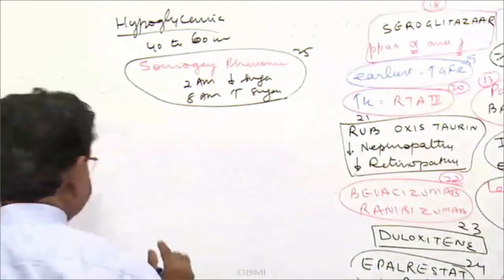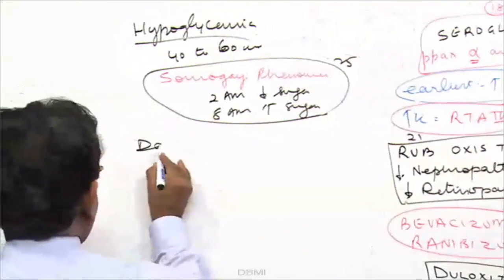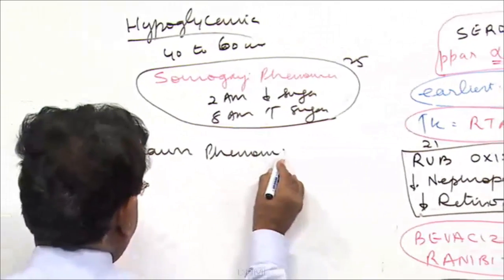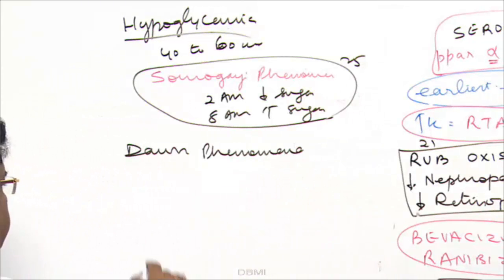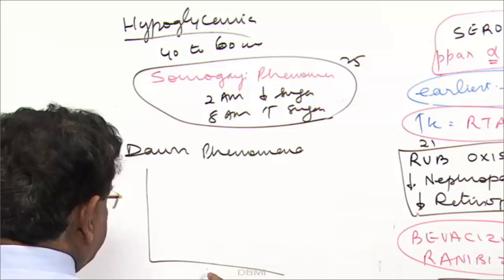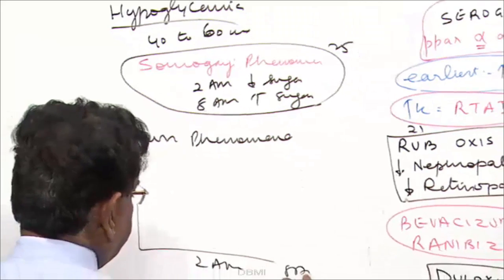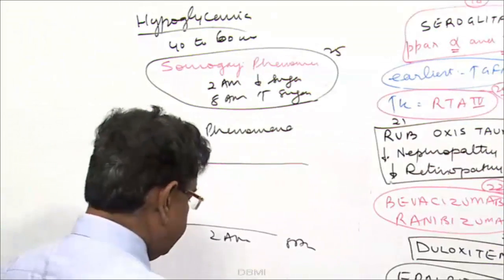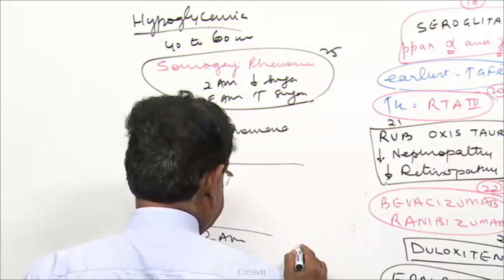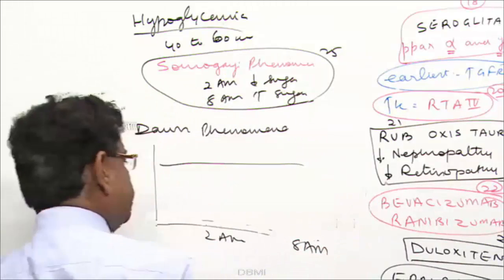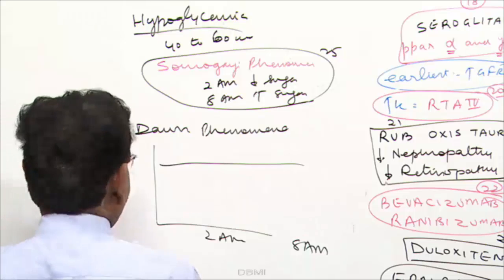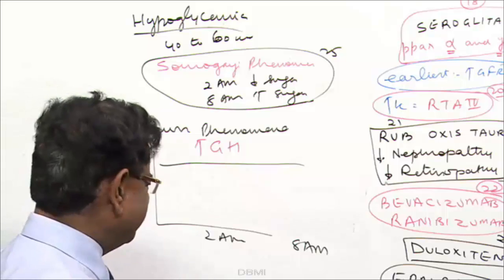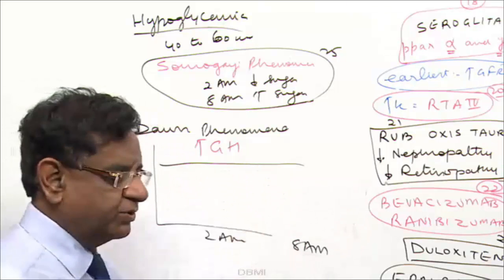Dawn phenomena. Here, 2 a.m. sugar is high, and 8 a.m. sugar is also very high. This is due to nocturnal surge of growth hormone. There is excess of growth hormone at night that leads to high sugar at 2 and high sugar at 8.